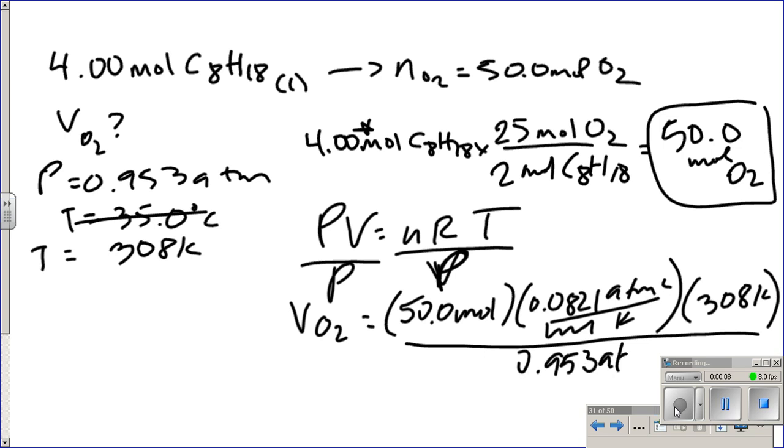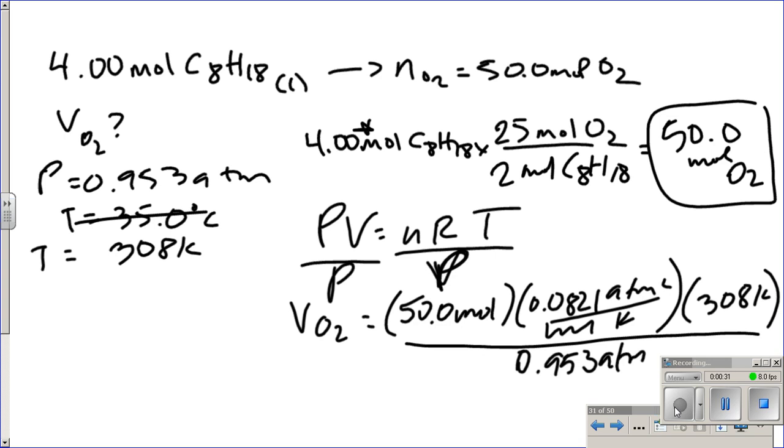0.953 atmospheres. So, of the two parts of the question that's regarding this problem, we have a stoichiometry part of the problem, and then we have an ideal gas law problem. Which part is easier for you? The ideal gas law? Once you see your information, you can plug and chug, right? But the problem is seeing the information.